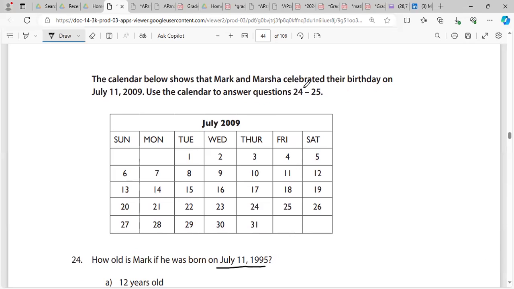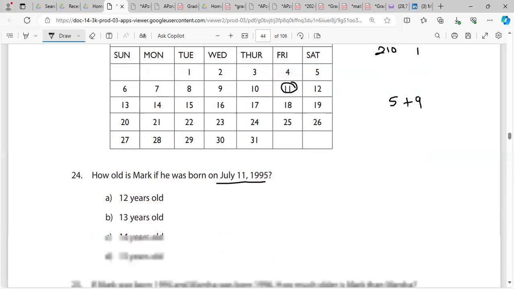The calendar shows Mark celebrate their birthday on July 11. So let me find that, which is this day. How old will Mark be if he's born? Oh, alright. So 2009. So 2010, him at 1. 2011. Alright, so we are coming from 95. So we need 5 more to make that plus 9. 5 plus 9, 14. It should be 14.